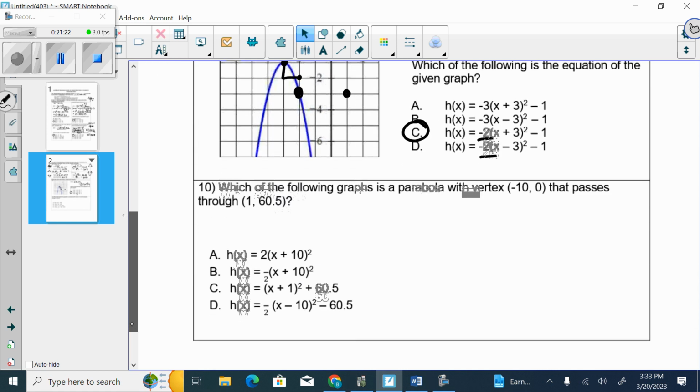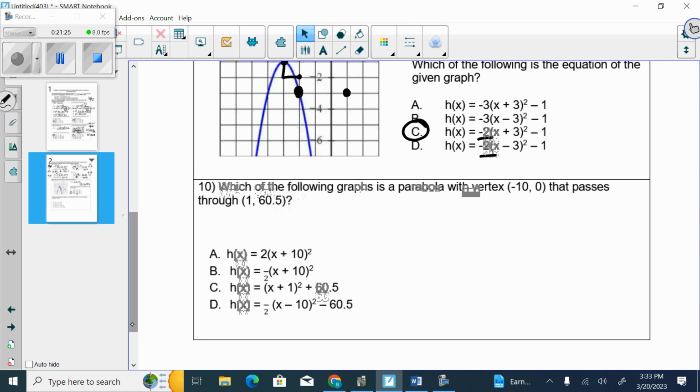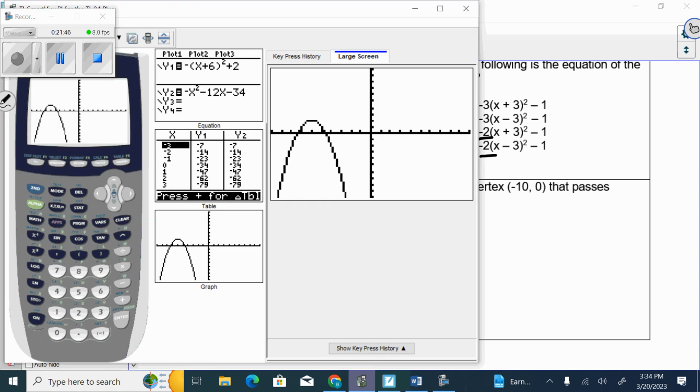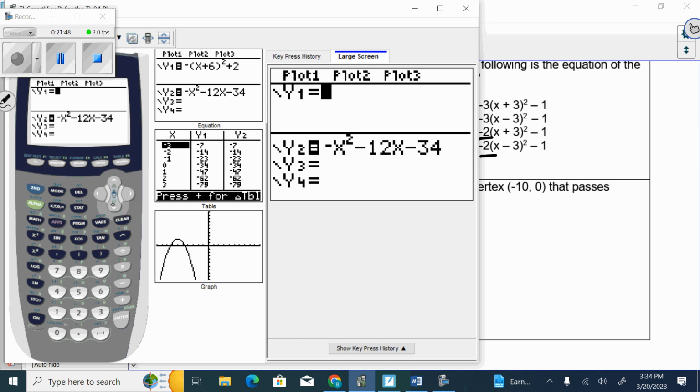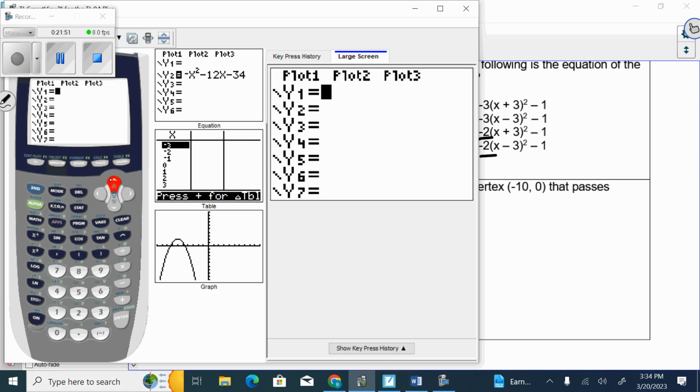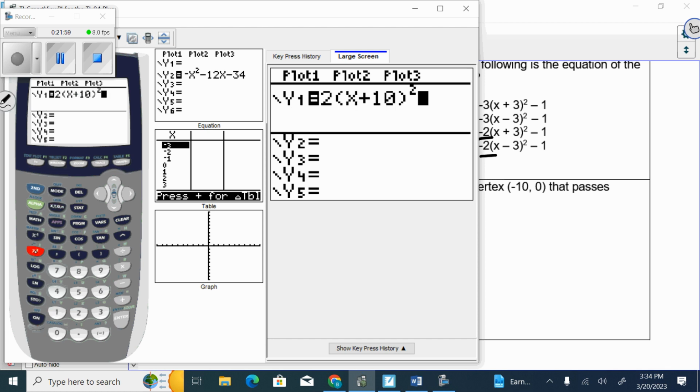All right, and then last one says, which of the following graphs has a parabola with a vertex at -10, 0 and goes through this coordinate point? Okay, so you have options on how you could find it. You could solve it by hand, or you can always type your equations into the calculator and pull up your table and see what meets that criteria. So let's say we're checking out answer choice A.